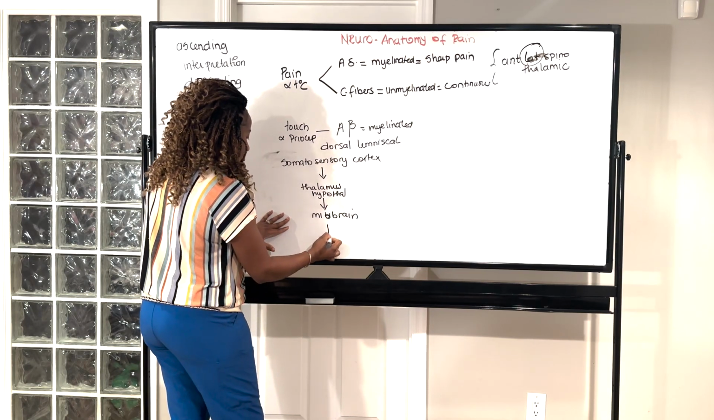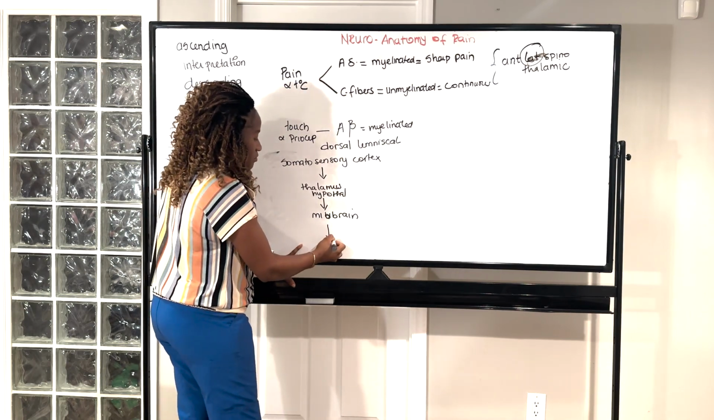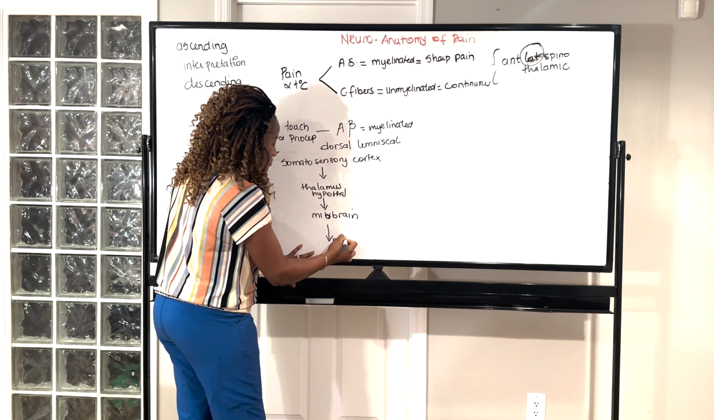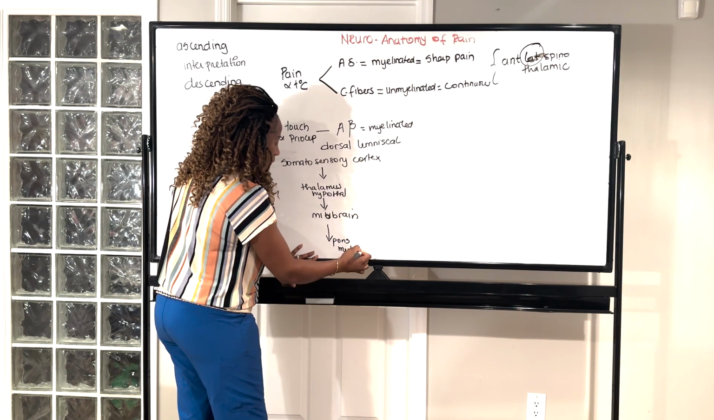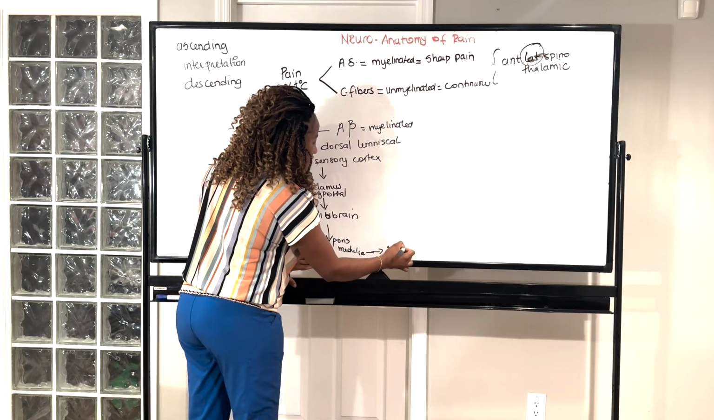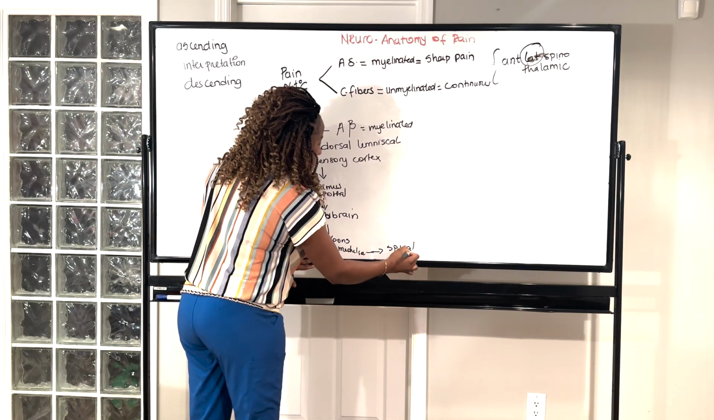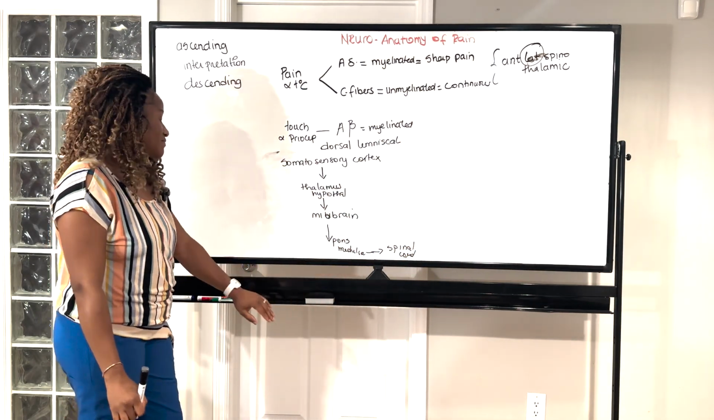And then, going down from the midbrain, we have the pons. And then we have the medulla. And then we have the spinal cord. This is just a gross example of the central nervous system.